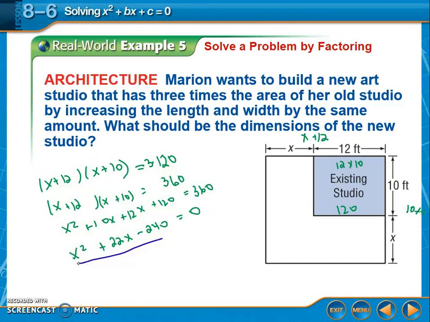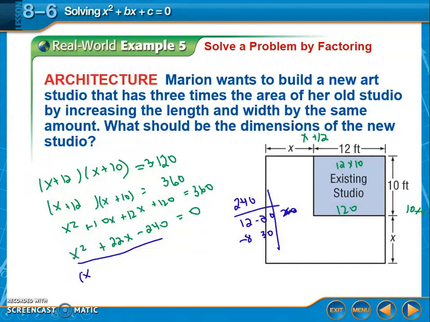So I want to multiply to negative 240 and add to 22. So let's look at some factors of 240. I can say 12 and 20, but that's not going to get me quite to 22. So let's see. If I tried 8 and 30, that one is close to 22 because the difference is 22. So I'm going to get positive 22, which means I'm going to have negative 8. So 30 minus 8 is 22, and negative 8 times 30 is negative 240.